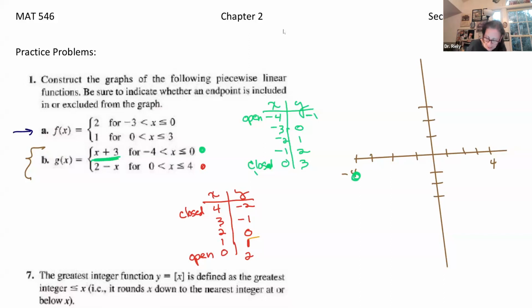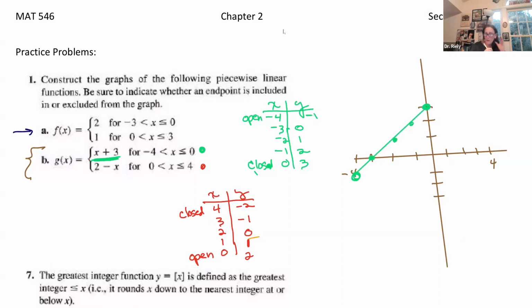Then I'm going to plot -3, 0. Everything else is filled in. -2, 1. So that's going to be right here. -1, 2. And then the last one is going to be closed also. So that's going to be nice dark filled in. I'm going to connect those points because my function is just linear.